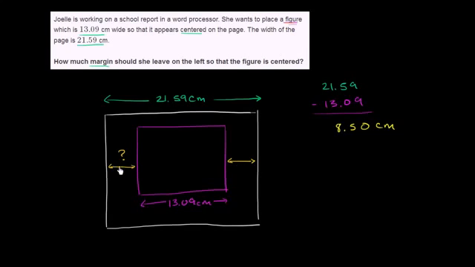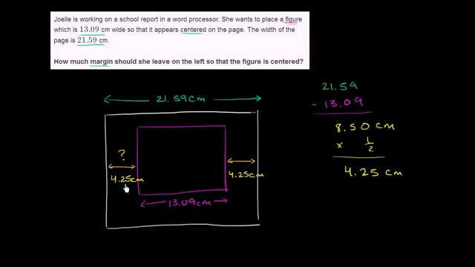Now, if we want to figure out what the left margin should be, if we want to center it, well, we just want to split this evenly between the left and the right margin. So we just want to divide this by 2, or multiply it by 1/2, I guess, that might be a little bit more obvious either way. So if we multiply this by 1/2, you are left with half of 8.50, which is 4.25 centimeters. So if we want it centered, this is going to be 4.25 centimeters. And of course, this is going to be 4.25 centimeters as well.